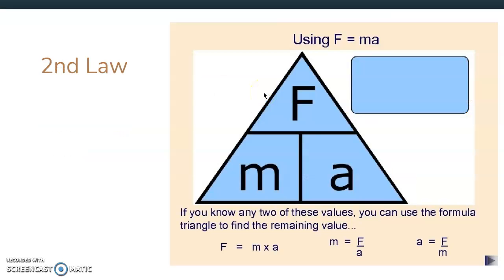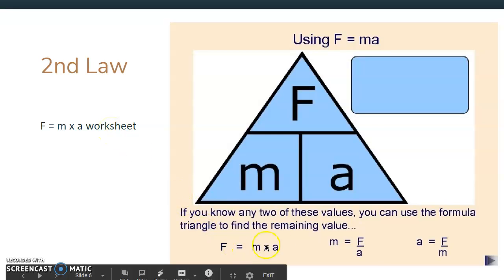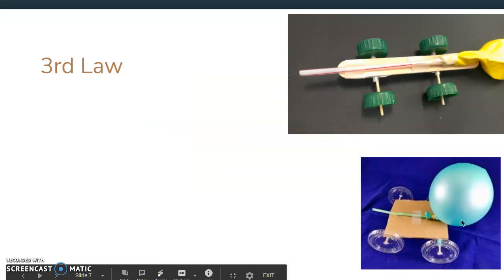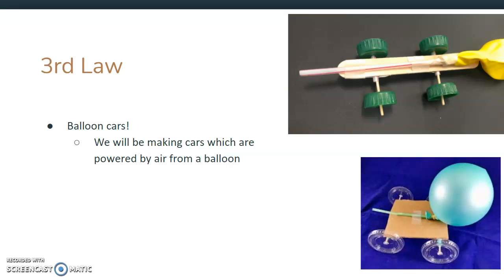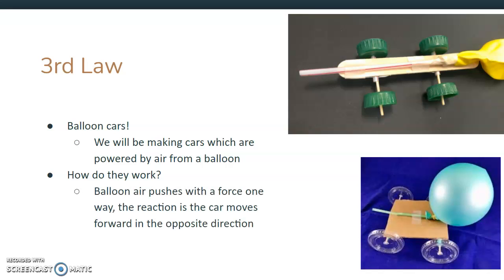So our second law, what we're going to be doing is going through just some example problems on how to calculate if we want to find our force, our mass, or our acceleration. And then our last one, and I think our most fun one, is we're going to try to do some balloon cars. So we'll be making cars which are powered by air from a balloon. And then we're going to be using them to explain our third law and trying to figure out how they work. Of course, our balloon pushes with a force one way, and our reaction is the car moves forward in the opposite direction, is how we get this to propel forward.